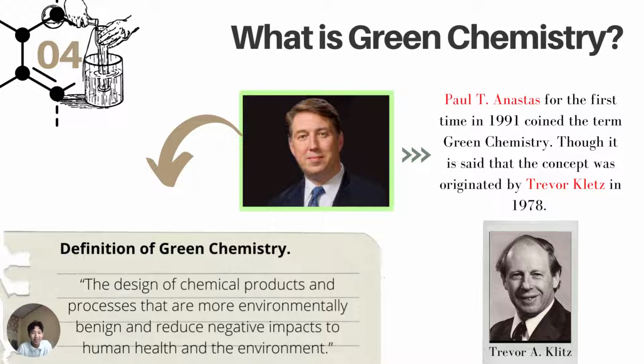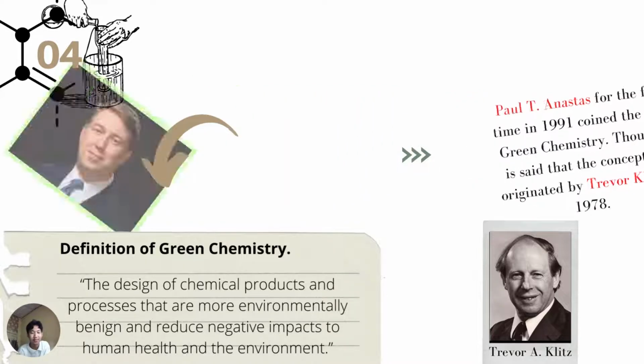What is green chemistry? Here is a polyether, who for the first time in 1991 coined the term green chemistry, though it is said that the concept originated with Trevor Kletz in 1968. Okay, so for the definition of green chemistry itself, it is the design of chemical products and processes that are more environmentally benign and reduce negative effects to human health and the environment.